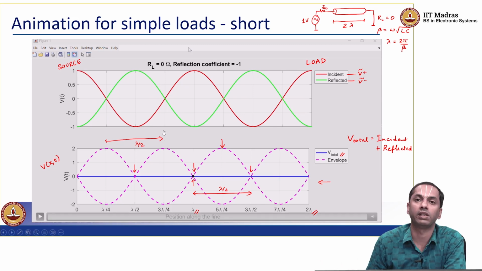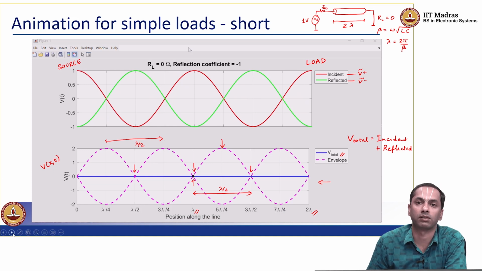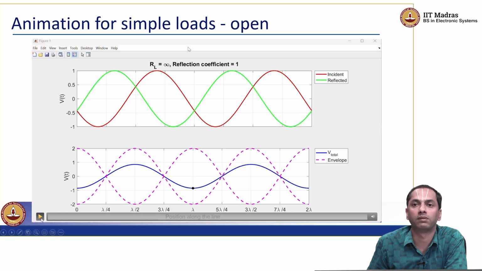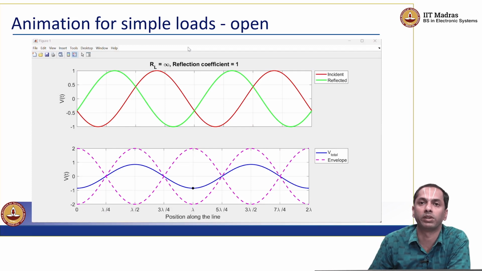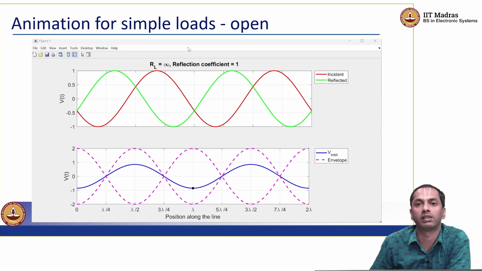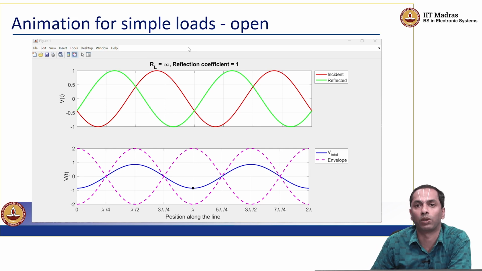All right, next we will move to the load for open circuit. Now observe how it is different for an open circuit. So at open circuit, the reflection coefficient is 1. So you will notice that the red curve for the incident wave and the green curve for the reflected wave will have the same value at the end of the line at 2 lambda.